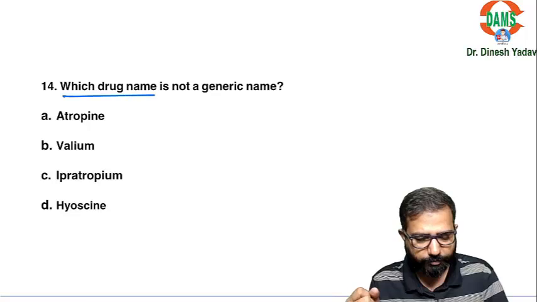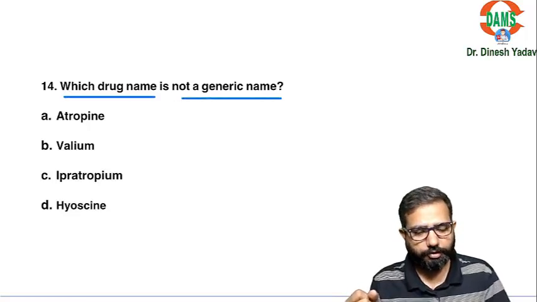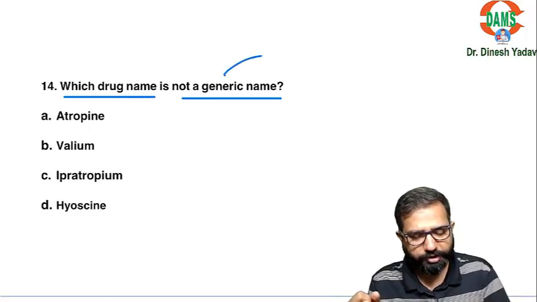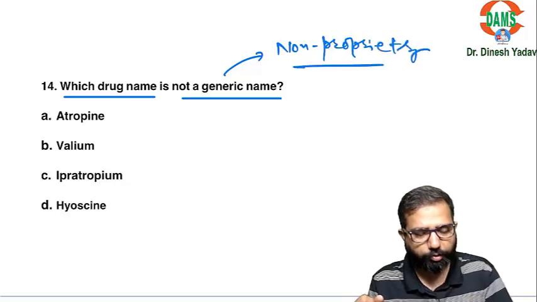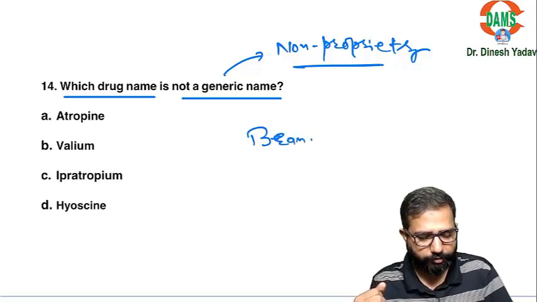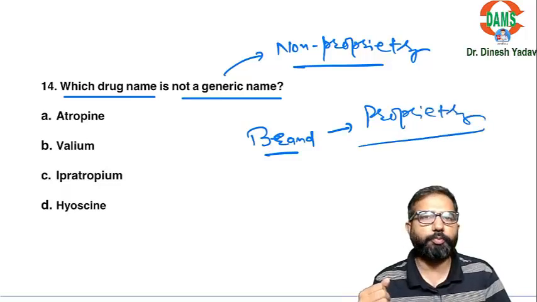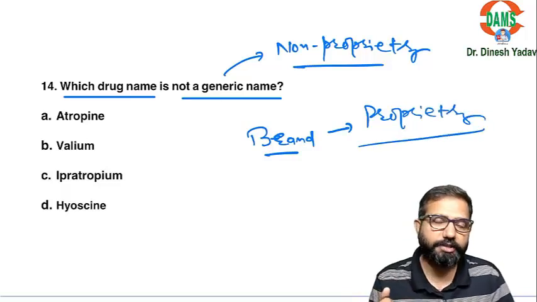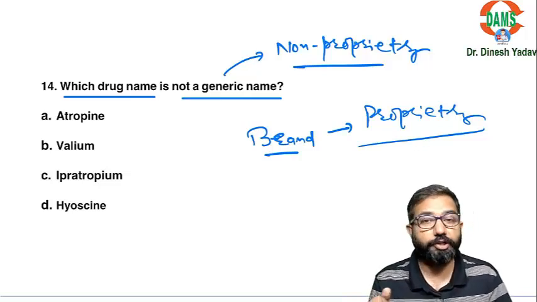Which drug name is not a generic name? So, there are two types of names. One is the generic name, which is non-proprietary, and the other is the proprietary name, that is the brand name. Whatever names we are discussing in the class, whatever you are studying in the books, they are all generic names.